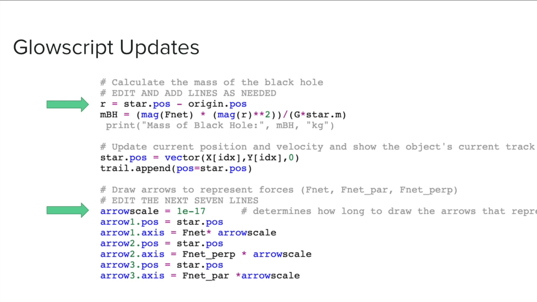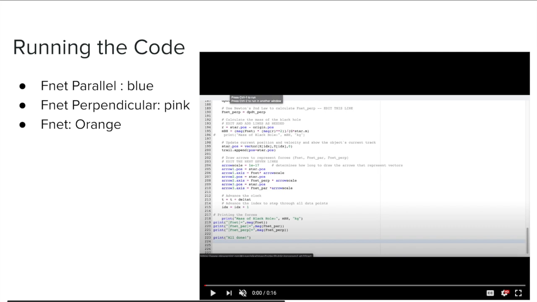Finally, the next step was the calculation to find the unknown mass of the black hole. I first set r to be the distance the star was from the black hole, and then found the mass of the black hole by multiplying the magnitude of Fnet by 2r and dividing that by the gravitational constant times the mass of the star. I also updated the arrows to show the different components of Fnet acting on the system.